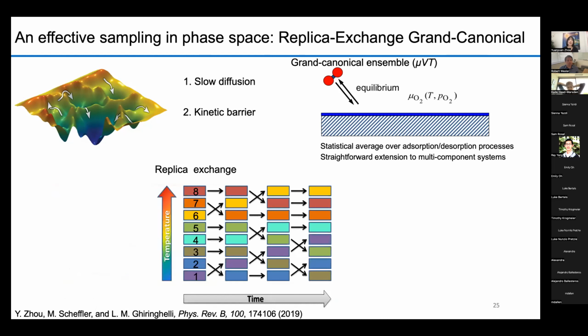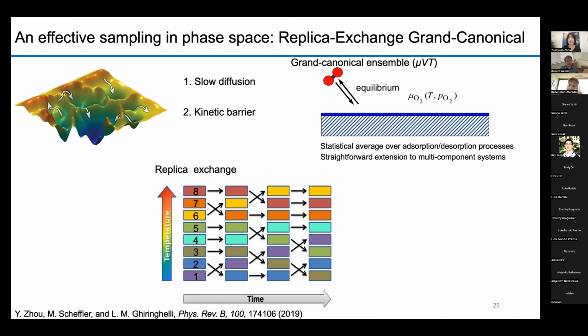And in our method, we also take advantage of replica exchange. What is replica exchange? The original idea of the replica exchange looks like this. The x-axis is the simulation time, and the y-axis is the different replicas at different temperatures. And the advantage of the traditional replica exchange is that replicas at relatively low temperatures, by swapping during the simulation, can approach the high-temperature regions, which can overcome the kinetic barrier easily.